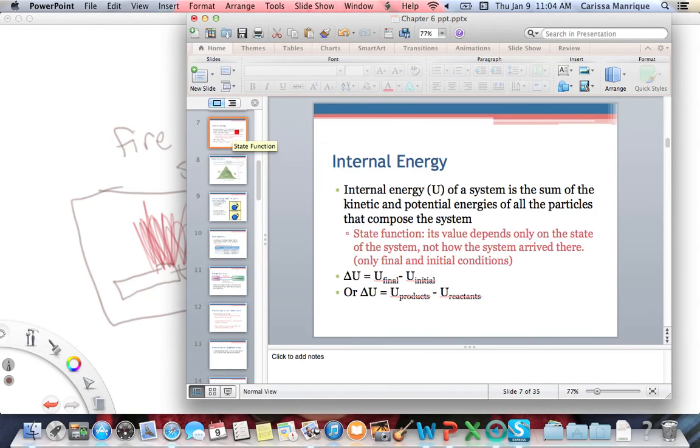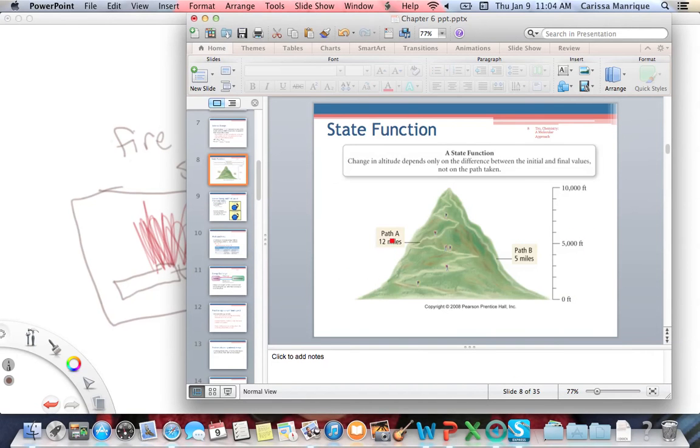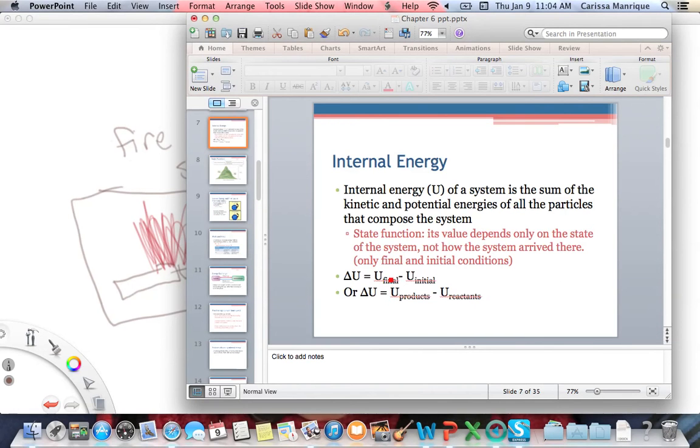Okay, so the delta U, delta just means change in. It's a Greek symbol meaning change. So if we're looking at the mountain, delta U for path A is 12 miles. It took 12 miles to get there. Versus path B, it took 5 miles. Okay, so delta U is the difference there. So it's your final minus initial. So anytime we look at delta U, that's internal energy, and what we're looking at is the total energy in the system.